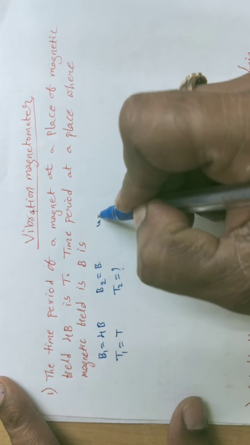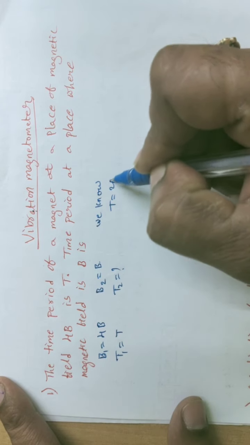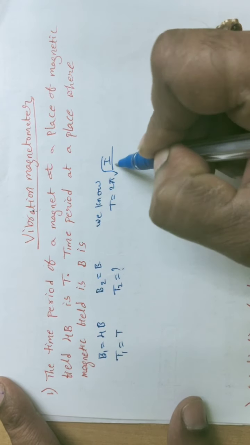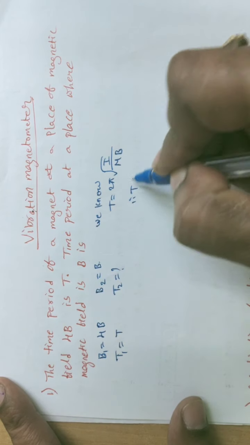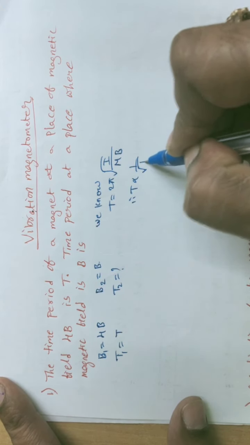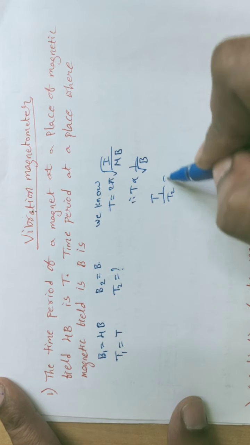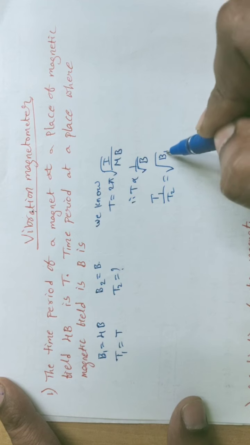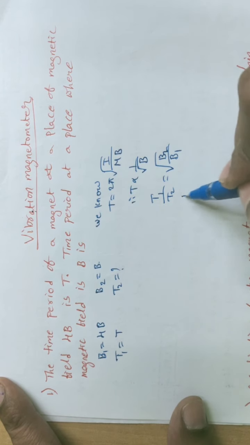We know the formula: time period T is equal to 2π root over I divided by mB. One formula we have. So, T is inversely proportional to root B. Therefore, we can represent it like this: T1 by T2 is equal to root over B2 by B1.